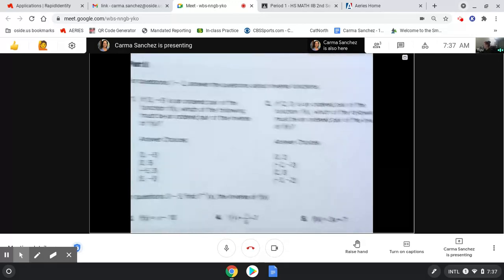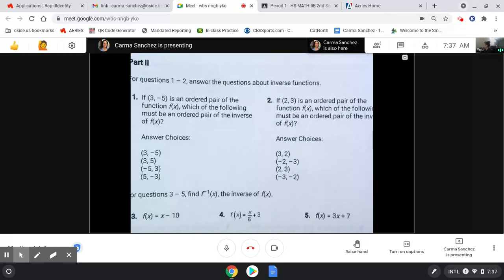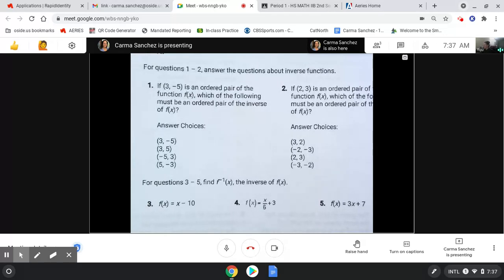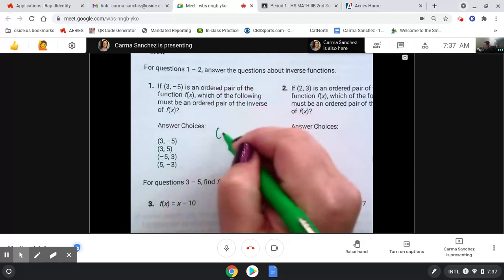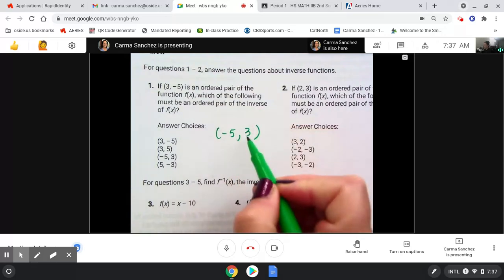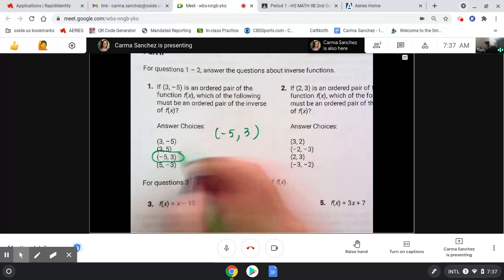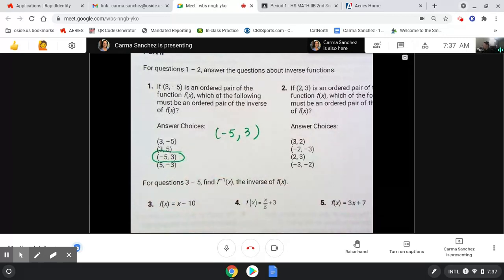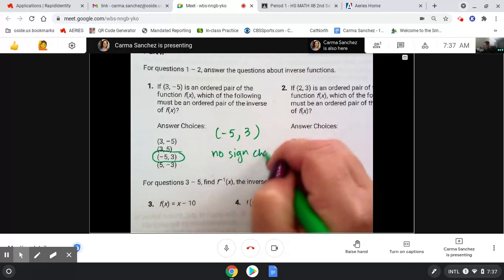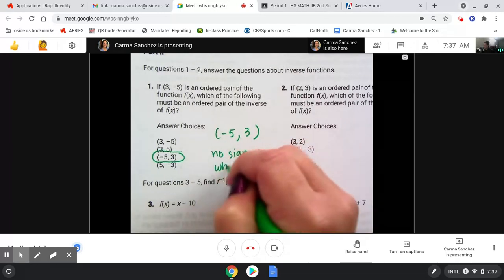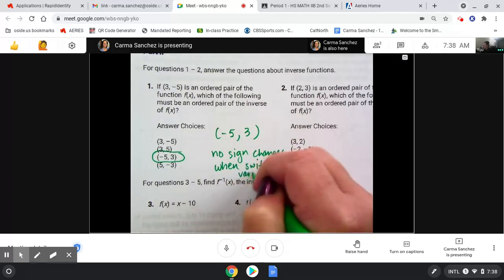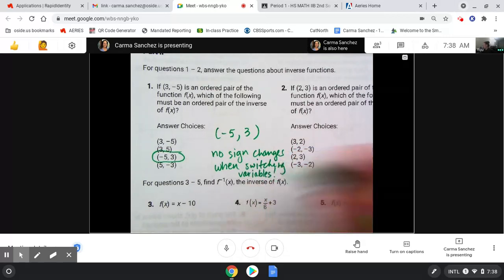All right, if 3, -5 is an ordered pair of a function, which of the following must be an ordered pair of the inverse? So we're taking the 3, -5, and we're just completely switching the x and the y. So we're looking for -5, 3. And so that would be this guy right here. Now notice there's no sign changes when switching the variables. Okay, look at the next one.